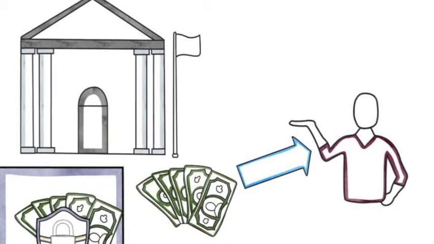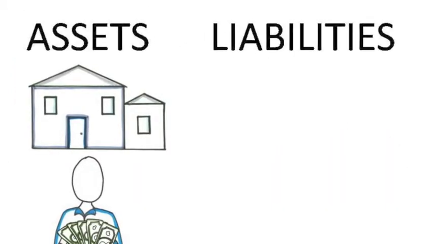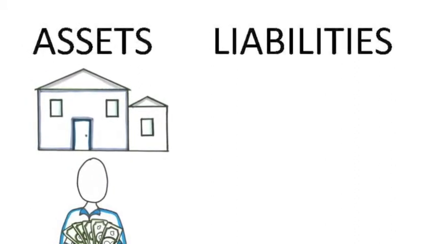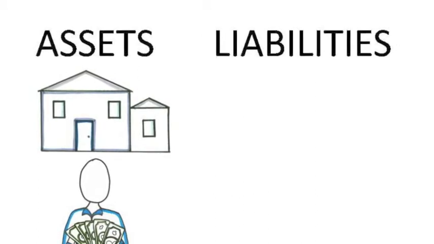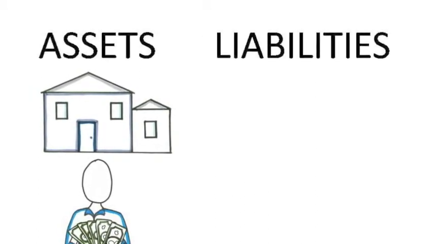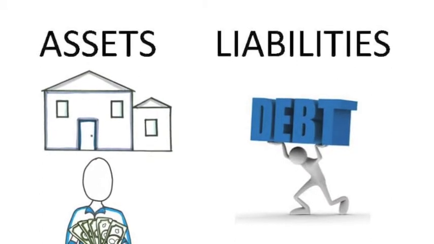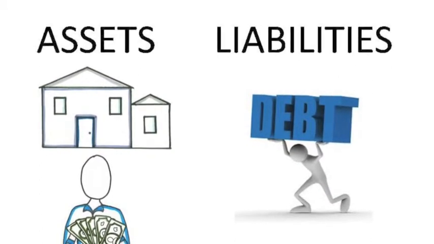It is important to note the difference between assets and liabilities. Assets are what a firm or individual owns. A bank's assets are its loans, vault cash, and its reserves. Liabilities are what a firm or individual owes, or its debt. A bank's liabilities are deposits owed to customers.